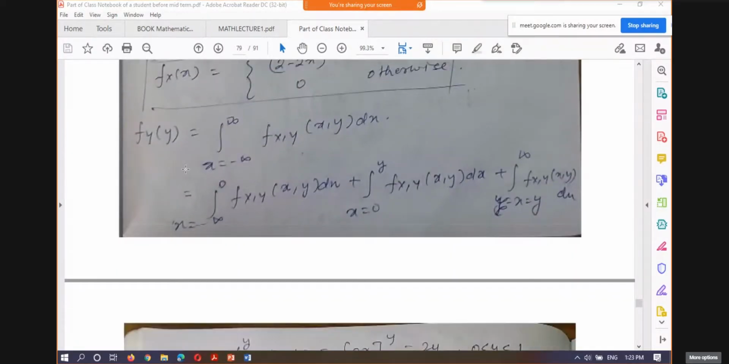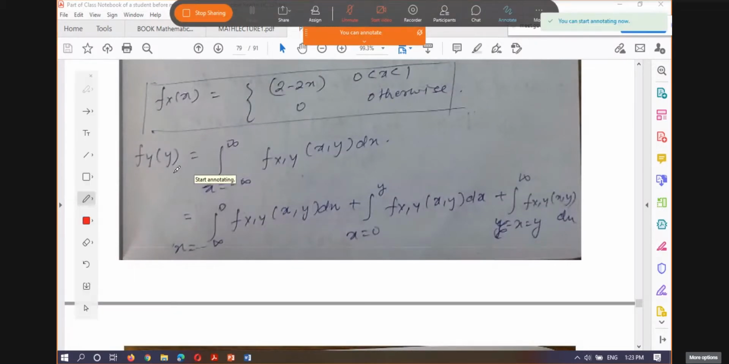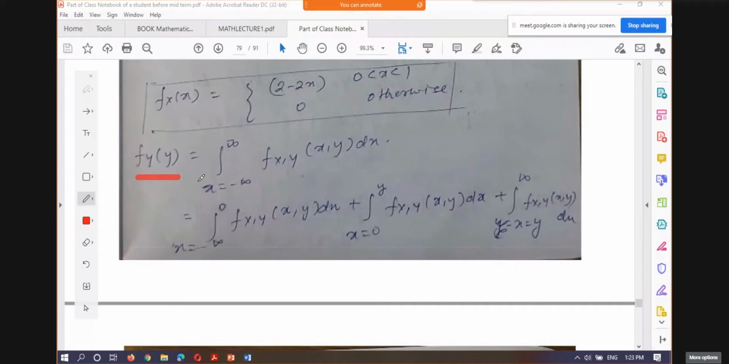Now, the marginal density function of y. To calculate the marginal density function of y, we are again taking this one, because we are calculating the marginal density function from the joint density function. So we have to integrate with respect to the variable x within the domain minus infinity to plus infinity. And again, our condition is like that. The joint density function is defined as 2 when x is greater than 0, less than y, less than 1, and it is 0 otherwise.